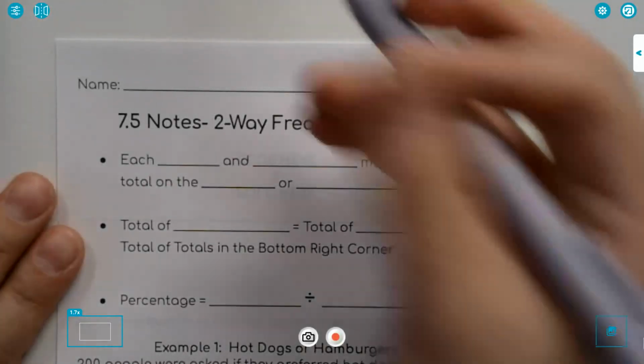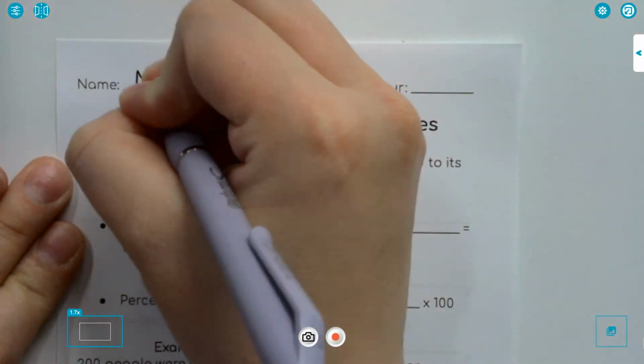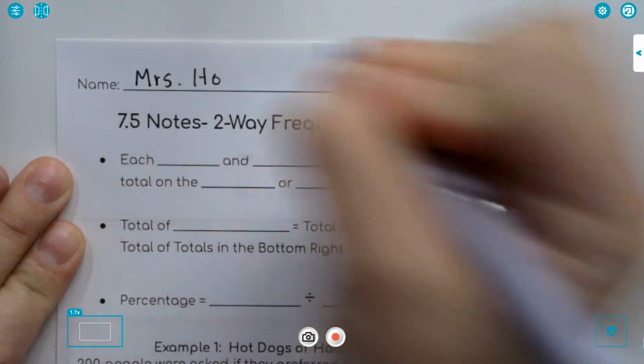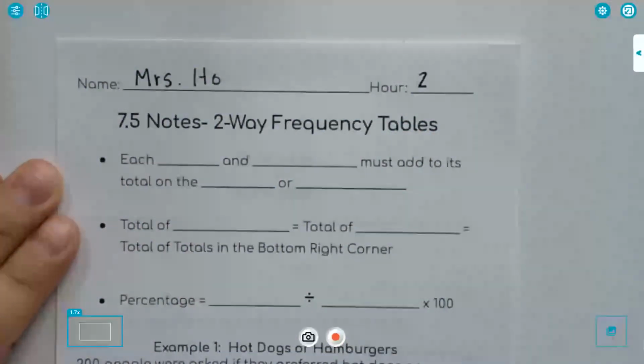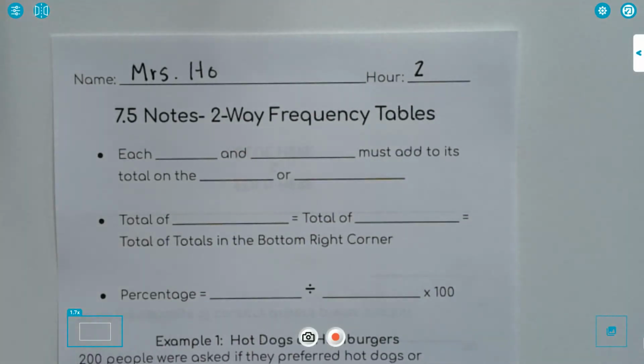Alright, we are looking at two-way frequency tables today. This is the last lesson of Unit 7. This is the last thing that's going to be on your Unit 7 test. Two-way frequency tables show us how often two events happen in relation to each other.